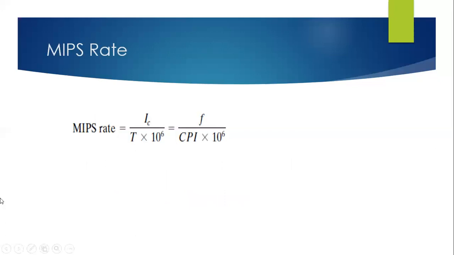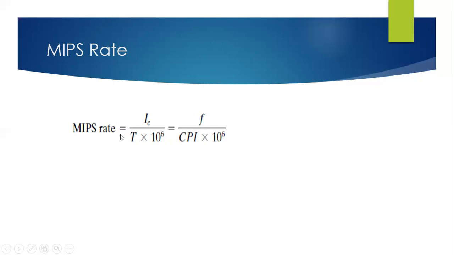Now, the next factor by which you can measure the performance of your computer is the MIPS rate. MIPS means millions of instructions per second. So we are just trying to calculate how many millions of instructions can be executed by your processor per second. For that, this is your formula: IC, the total number of instructions, divided by the total time taken by your program multiplied by 10 raised to 6.